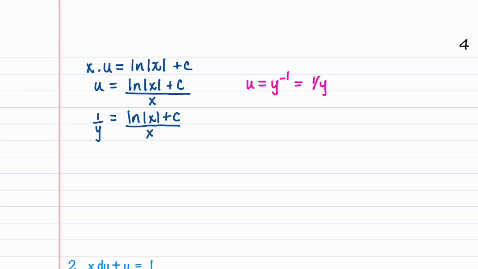Now we can invert both sides of the equation, and we get y is equal to x, all divided by natural log absolute x plus c. And that's the solution to our Bernoulli equation.